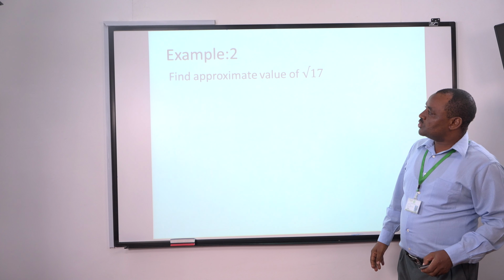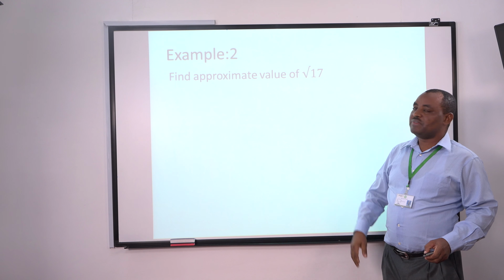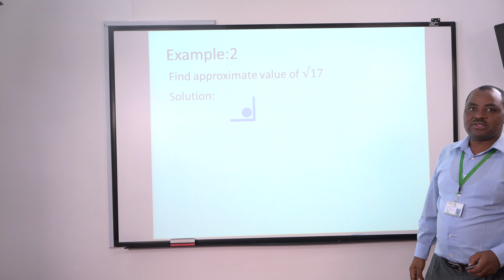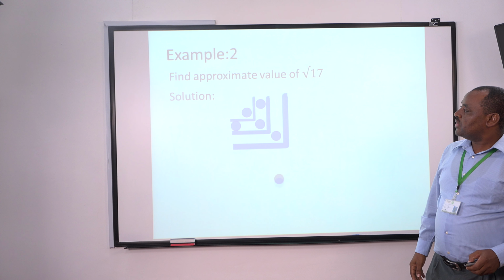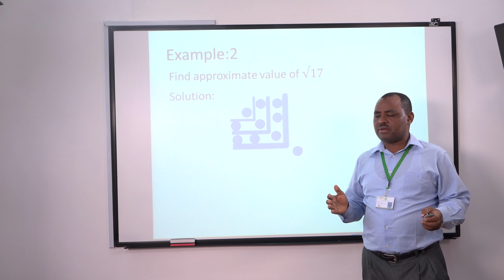We can see example number 2 very quickly. Find the approximate value of the square root of 17. Now this one, as usual in Gnomons, we place block number 1, and then we place block number 2, and then block number 3. What do you think? Can we have more than 3 blocks?